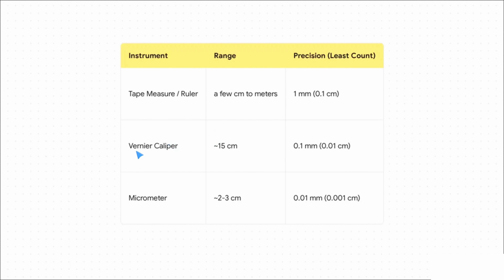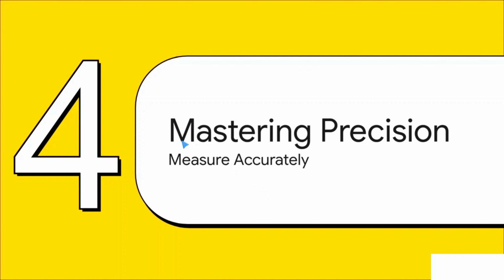You upgrade your tools. A Vernier caliper is 10 times more precise than a regular ruler. And a micrometer? It's another 10 times more precise than that. You see that pattern? It's incredible. The smaller the thing you're trying to measure, the more insanely precise your tool gets. So, okay, having the right tool is one thing, but using it right to get a truly accurate, precise measurement, that's a whole other skill.